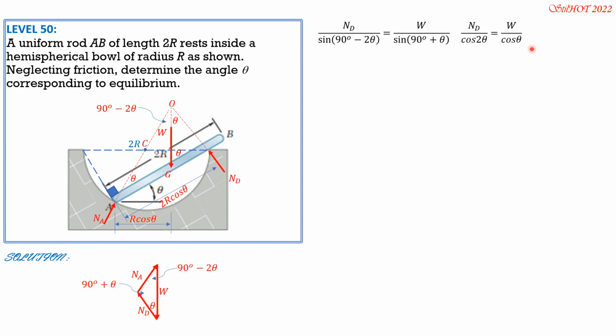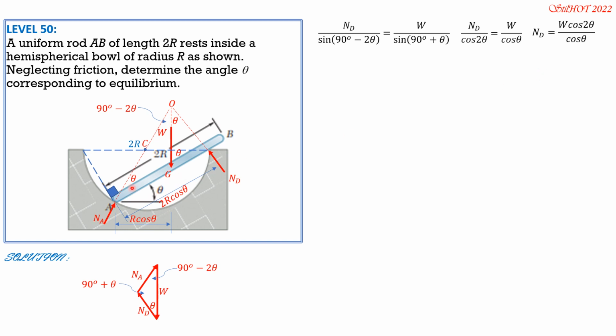Sine cosine plus cosine sine, remember. So sine of the complementary angle is cosine of the angle. That's why it's cosine 2 theta. Sine of 90 minus alpha, for example, is cosine of alpha. So therefore, NB is W cosine 2 theta over cosine theta.